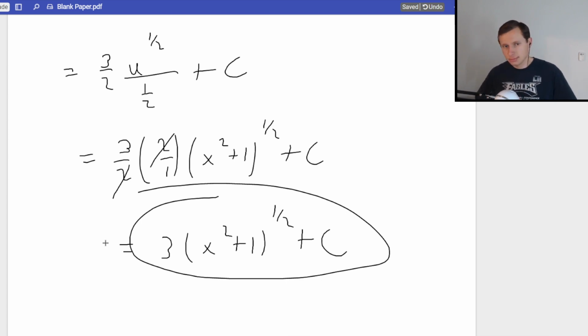Where did the u go? Like when it went from u to the 1/2 to the x squared plus 1 to the 1/2? Like right here to right here? Yeah, and how did you get the 2 over 1 also?